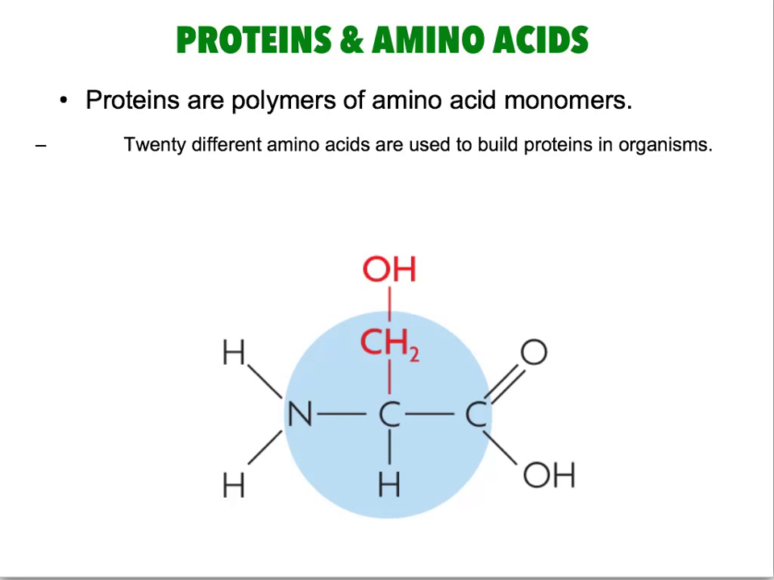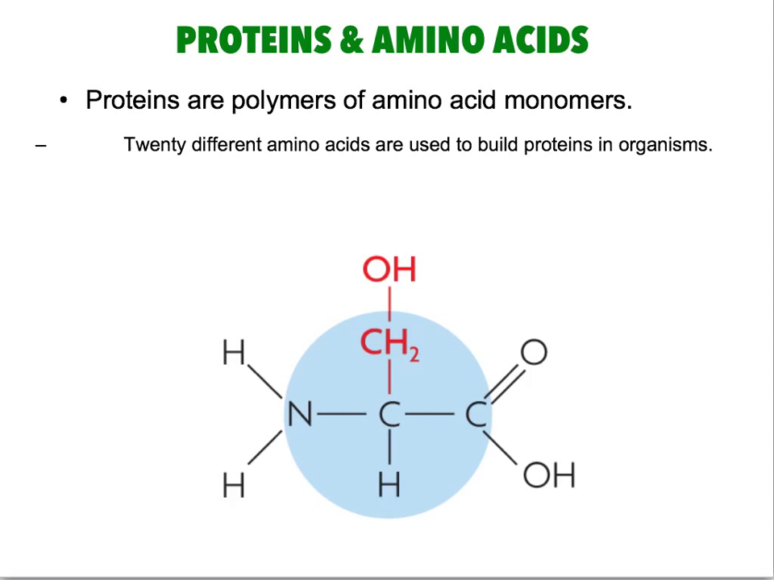Amino acids are chemicals that have a very common sort of root structure: an amino group at one end and a carboxyl group at the other end, hence the term amino acids, bonded around this central carbon. This group up here in the red is going to change, and it's going to give the amino acid its identity. And of all the things that proteins do, they're built up of these amino acids.